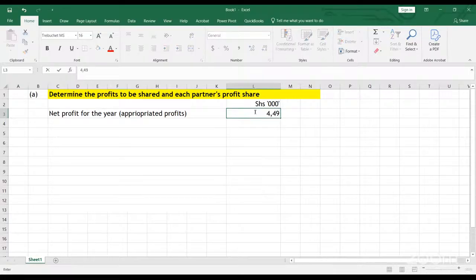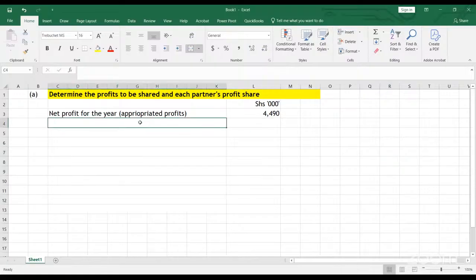So 4,490. That is the profit that is already given. The profits have been appropriated. But then it's the partnership's policy to maintain 20% of the profits. So profits appropriated are profits that are going to be shared among the partners, and these partners have a policy to maintain 20%. 20% of these profits is not going to be shared.